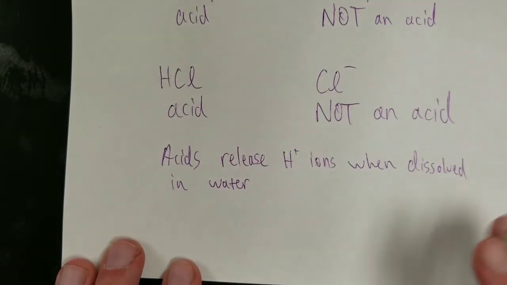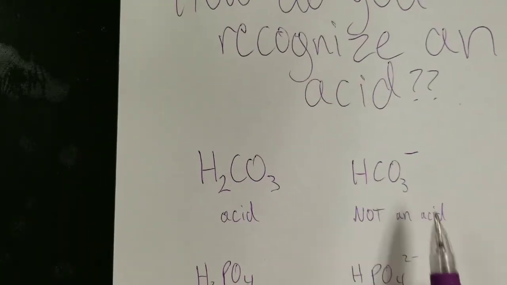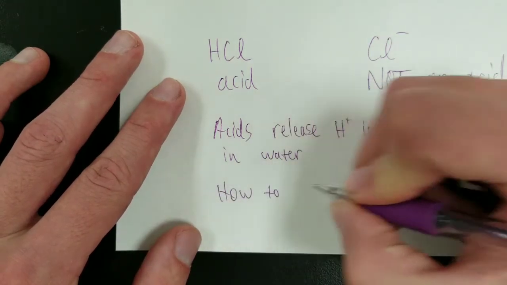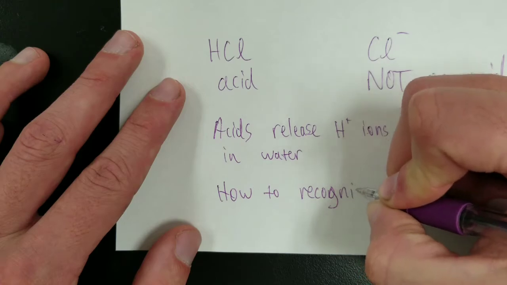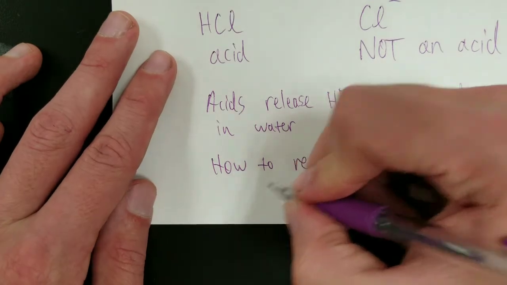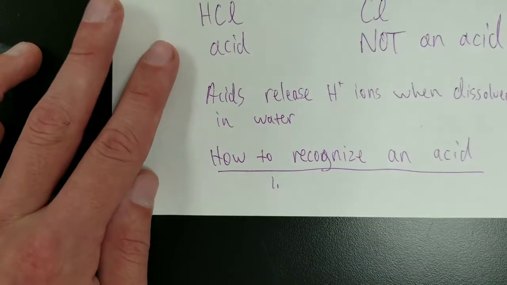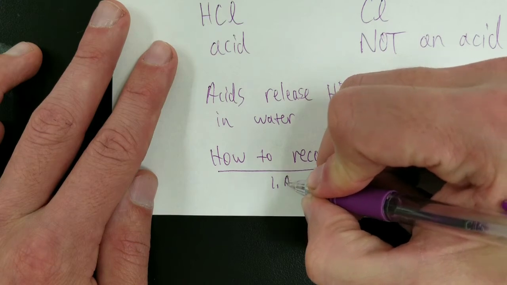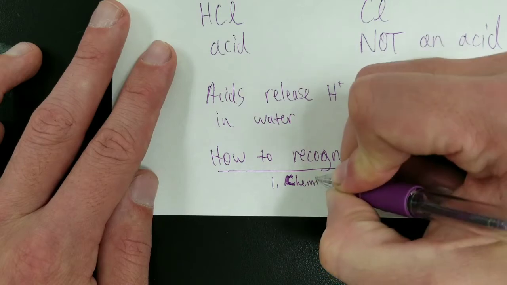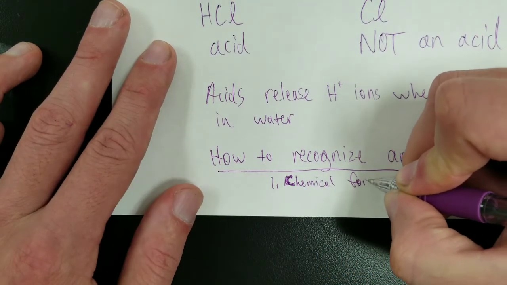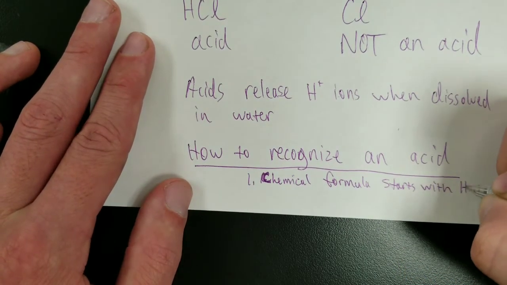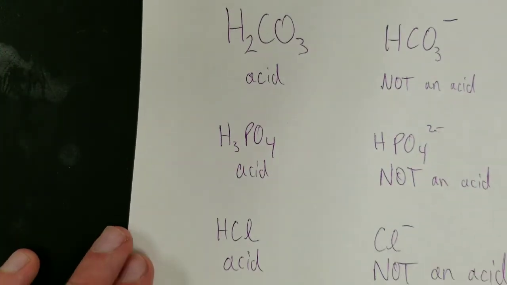Okay, now wait, yeah, that's true, but how do you recognize that this is an acid and this is not? Well, here's what we're going to look for. How to recognize an acid. One, their chemical formula starts with H. So chemical formula starts with H, as you can see.